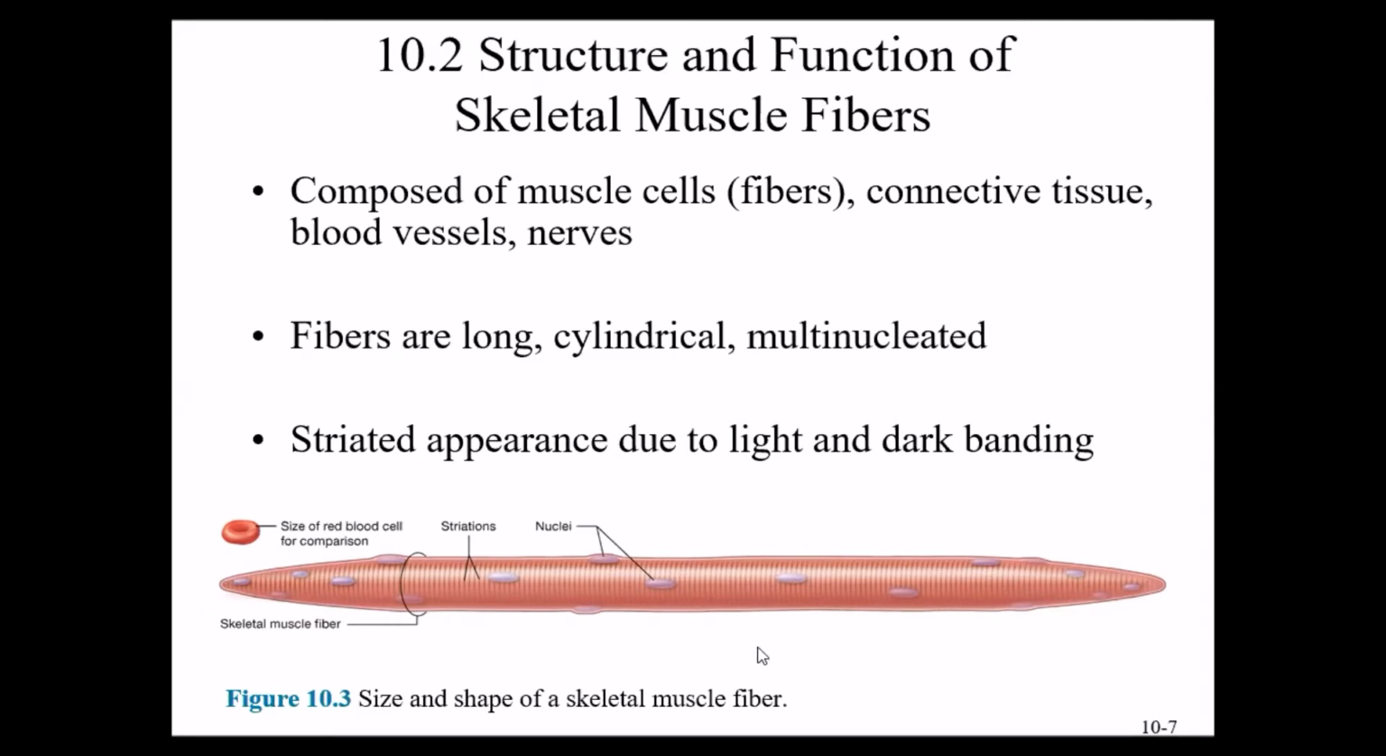You can see a picture of one in figure 10.3. Very long cell, so that's usually called a fiber. It does have connective tissue wrapped around it. It usually has access to blood vessels and to nerves. And then usually the skeletal muscle fibers are relatively long and cylindrical. They're also multinucleated. That just means they have more than one nucleus, and you don't usually find that in most of your body cells, but you do find that here. They're multinucleated. And again, we've already mentioned that they do have striations.